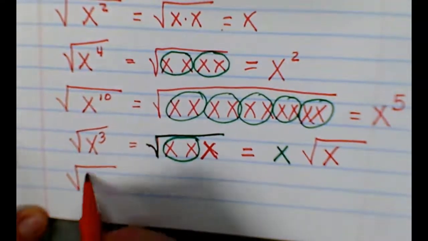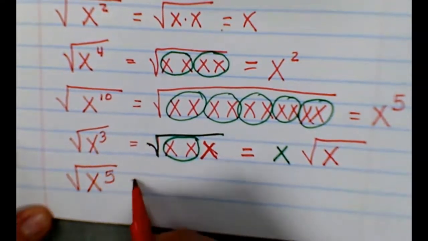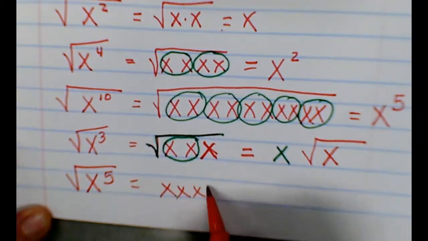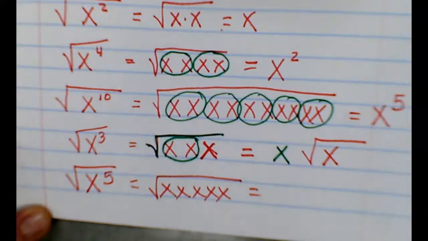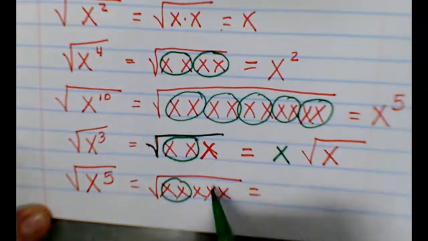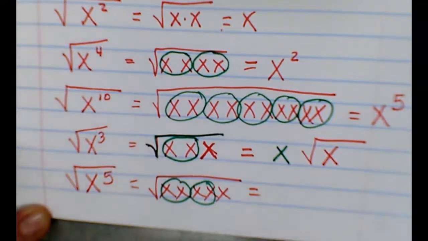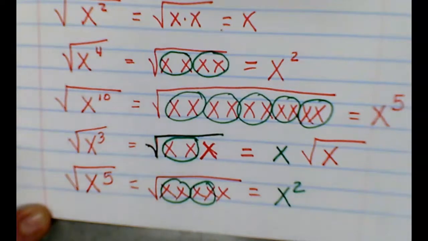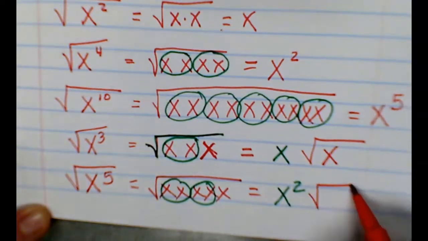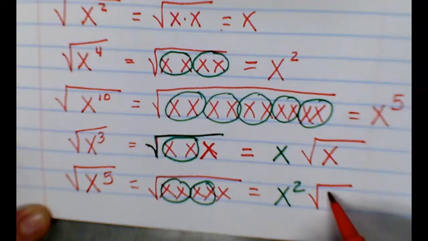What if we have x to the 5th power? We are looking for pairs. How many pairs do we have? Do we have something left under the radical sign?